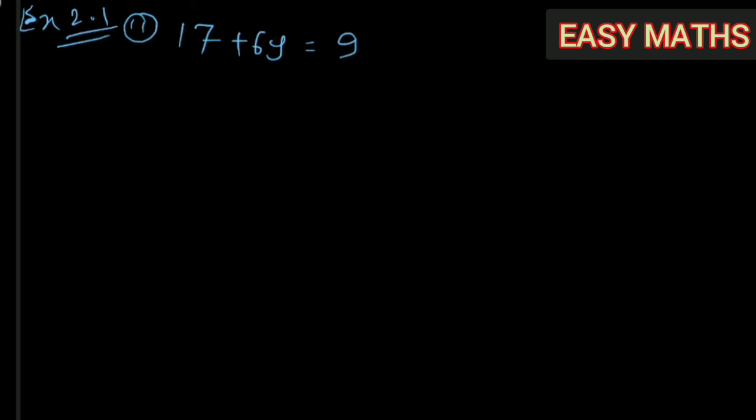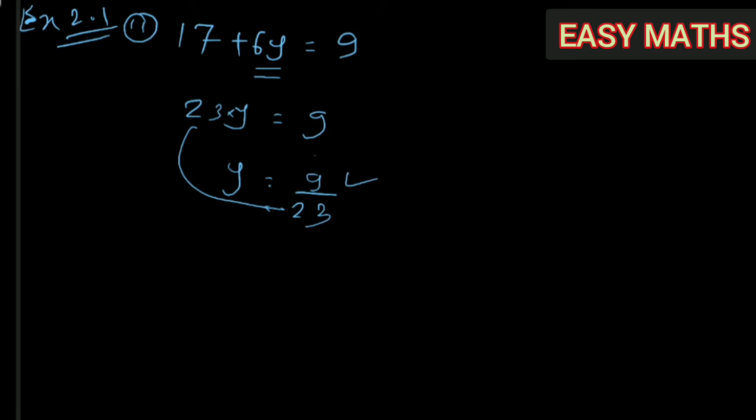Question 11 of exercise 2.1. We have to find the value of 6y here. Now the common mistake which is made by many students is they add 17 and 6y and get the answer as 23y equal to 9, and in the next step they divide this 9 by 23.